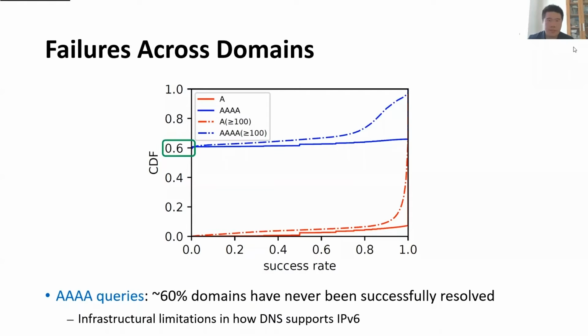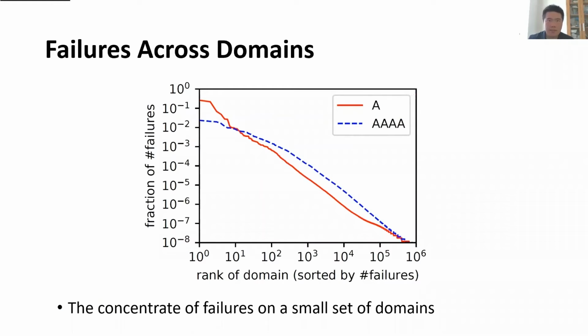For AAAA queries, about 60% of domains have never been successfully resolved. This suggests that there are infrastructural limitations in how DNS supports IPv6. The above results also suggest that the majority of failures are the responsibility of a small set of domains, especially for A queries. To explore this further, this figure presents the number of failures per domain on a log-log plot. We sort the x-axis by the rank of the domain based on the number of failures. We see that failures are concentrated on a small number of domains.